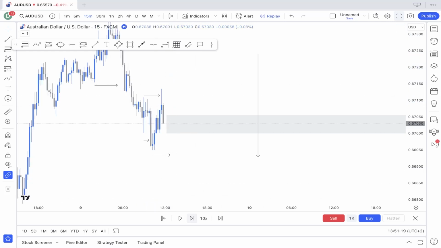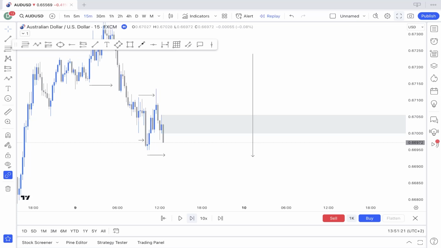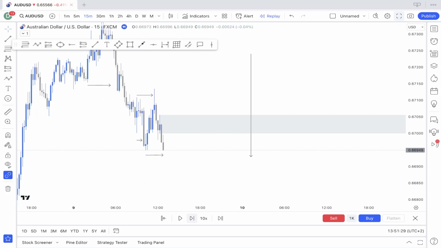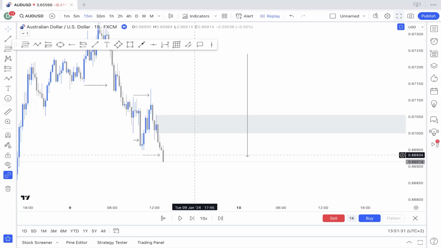Right here, I waited for this low to go. I needed this low to go in order to say that, okay, this is a liquidity sweep. And then boom, that low was broken. So right here, I said to myself, yes, this is a valid setup.